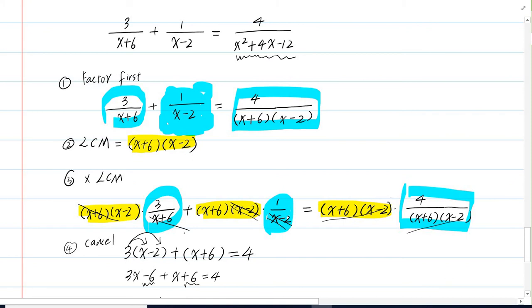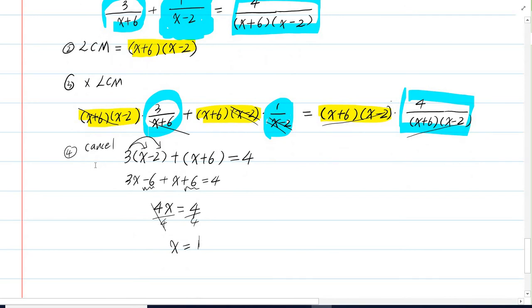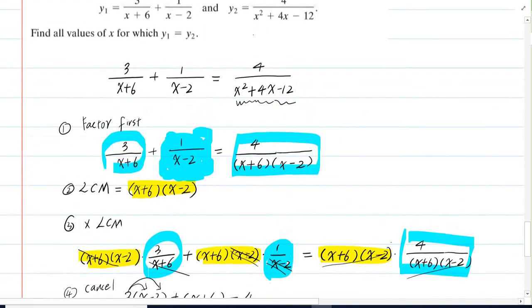Again, step 1 is we have to factor first, because here we cannot really find the LCM without factoring it. So factor first, then find your least common multiple. Once you find that, multiply the least common multiple to every single term. Then the next step is to cancel. If your LCM is correct, you should have a nice looking equation without any fractions or rational expressions. Then you just do distribution, solve for your variable, and find your x. Let's take a look: x can be 1.